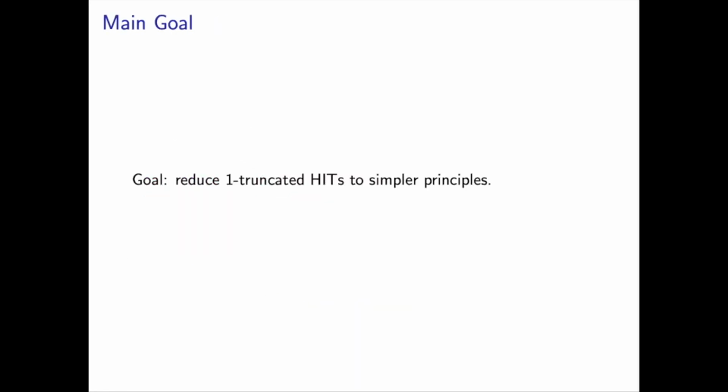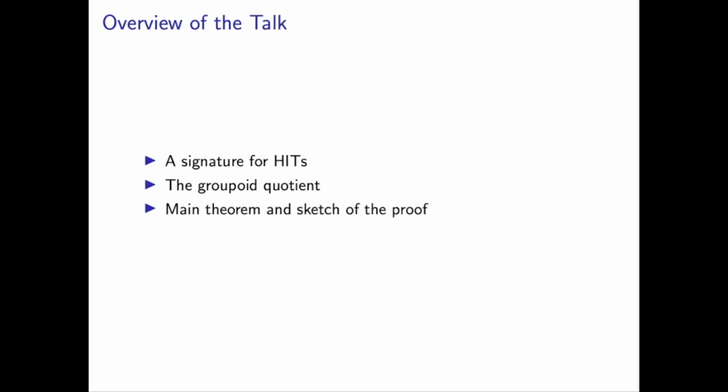The main goal of this talk is to reduce one-truncated higher inductive types to simpler principles. More specifically, we show how to construct one-truncated higher inductive types from a simple higher inductive type, namely the Groupoid Quotient. In this talk we will treat the following topics.